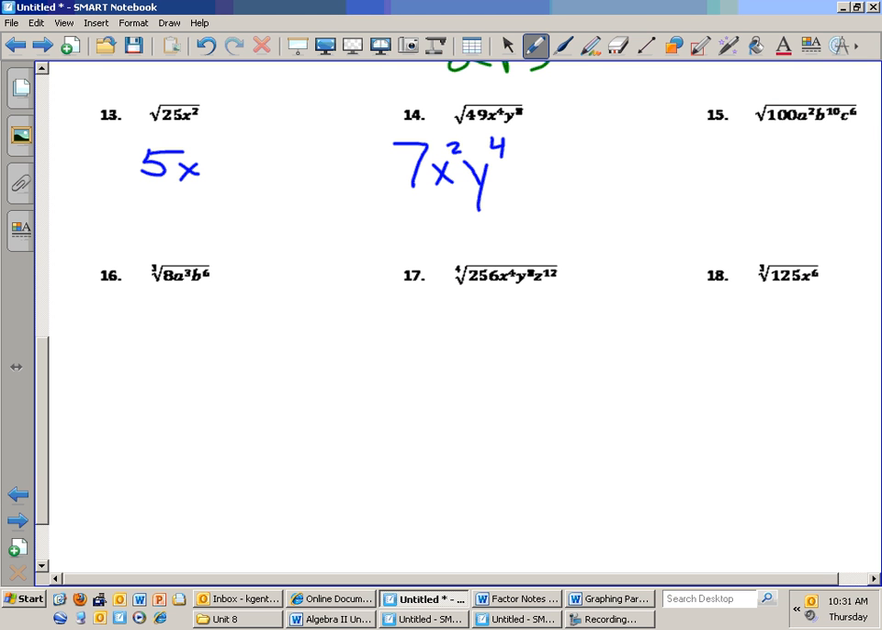So if you're taking a cubed root, what do you think you'll do to the exponents? Divide them by 3. If you have a fourth root, you'll divide them by 4. And that's how we will navigate. Okay, so let's do some of the rest of these here.